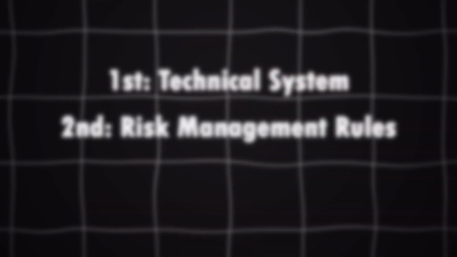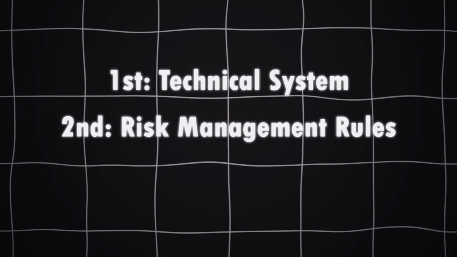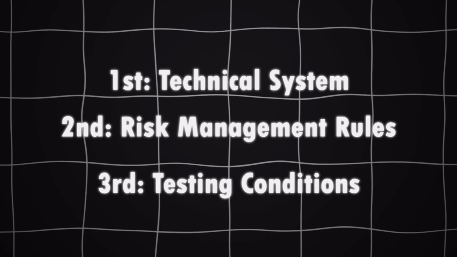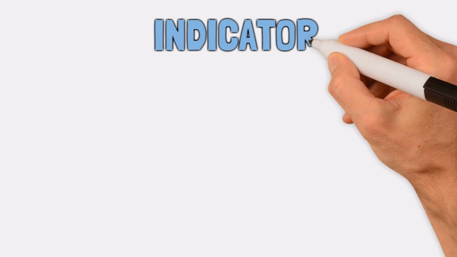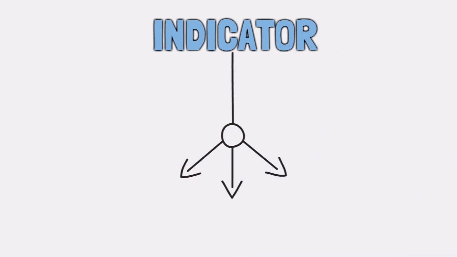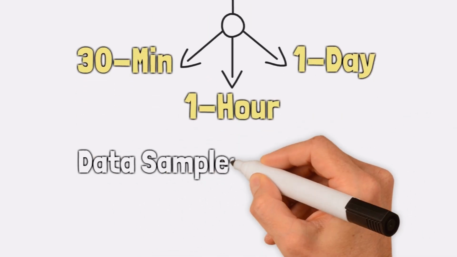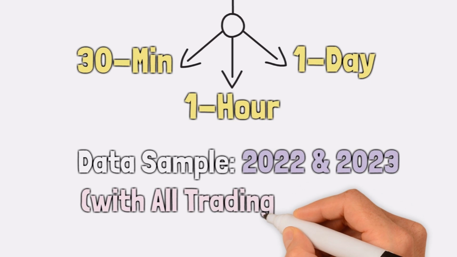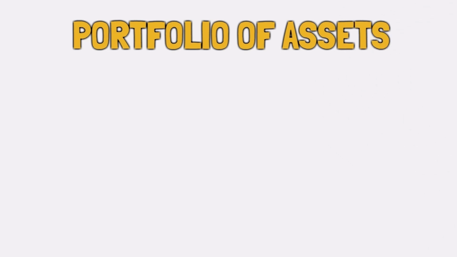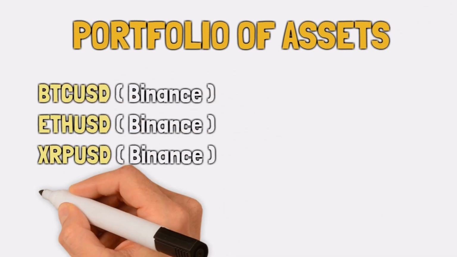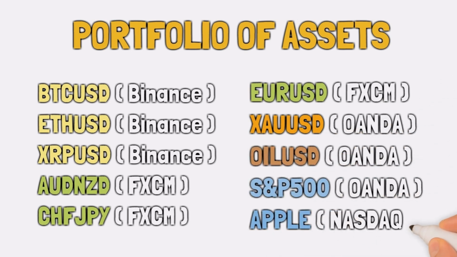To do this, we need three things. First, the technical system, second, the risk management rules, and third, the testing conditions. Regarding this last step, we will backtest the RMI Trend Sniper on the 30-minute, 1 hour and daily time frames using data from 2022 and 2023 across a diverse asset portfolio: Bitcoin, Ethereum, XRP, three currency pairs, gold, oil, the S&P 500 index and the Apple stock.